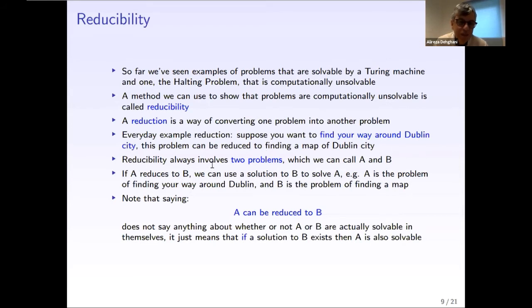And then reducibility always involves 2 problems, which we can call A and B. If A reduces to B, we can use a solution to B to solve A. If you find the solution in the map, then that solution would be the solution to the first question. That would be a very interesting example we talk about. So note that saying A can be reduced to B does not say anything about whether or not A or B are actually solvable. We are not talking about if they are solvable, okay?